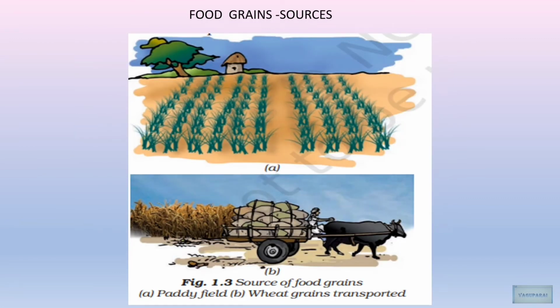We already saw food has been sourced from two sources. One is a plant source, the other one is animal source. Now we'll see how food grains are sourced. For example, we'll take the paddy field where rice seeds are sown, grown, cultivated, packed and transported using bullock carts to the nearby shop. And from the shop we buy the rice.